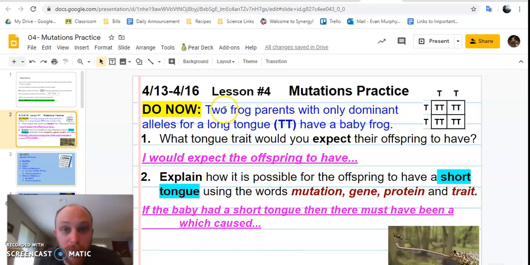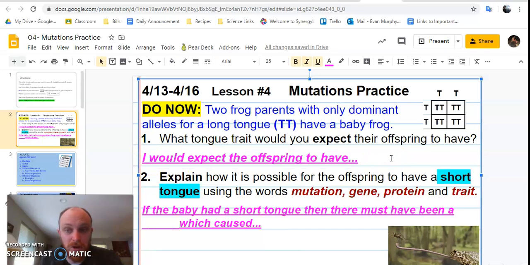So this says two frog parents with only dominant alleles for a long tongue have a baby frog. So they both have big T, big T. What tongue trait would you expect their offspring to have? What kind of tongue? Long, short, no tongue, orange tongue? Tell me what you think here. Explain how it is possible for the offspring to have a short tongue. Now these parents have two big T's. How is it possible their offspring have a short tongue?